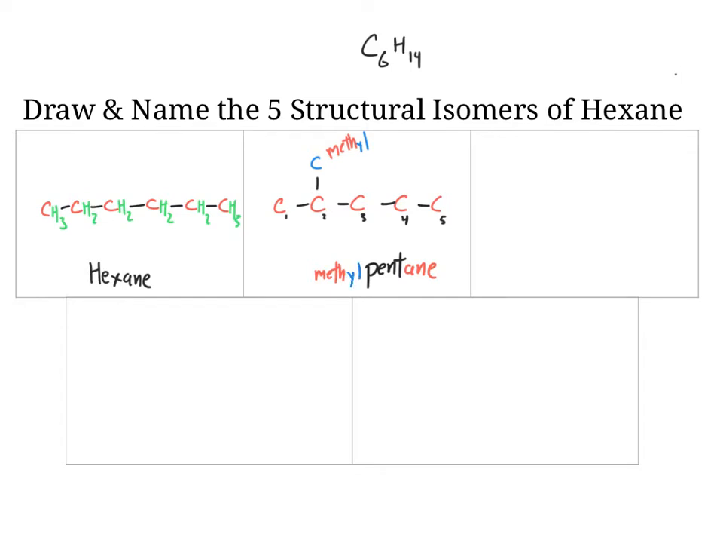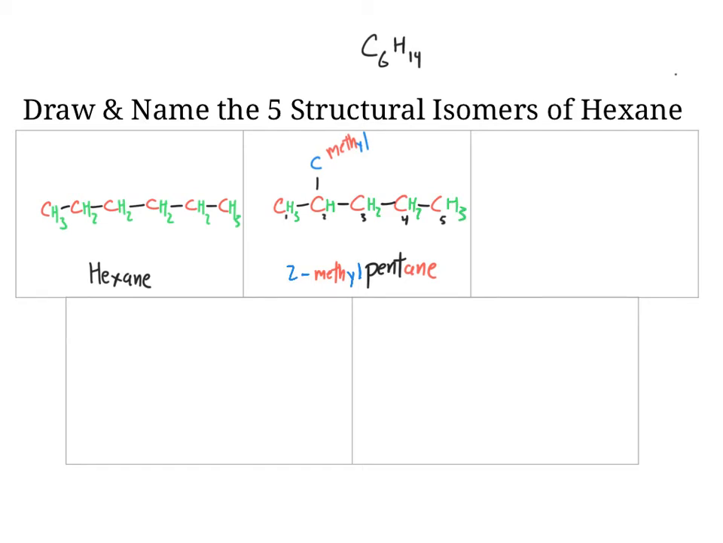And the branch is on the second carbon, so it's going to be a 2-methyl pentane. I do need to make sure that I go back and add all of the appropriate hydrogens. So the first carbon needs 3 hydrogens, the second carbon needs 1 hydrogen, the third carbon needs 2 hydrogens, the fourth carbon needs 2 hydrogens, and the fifth carbon needs 3 hydrogens.